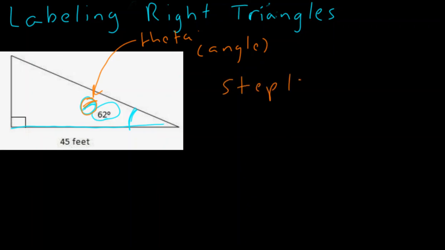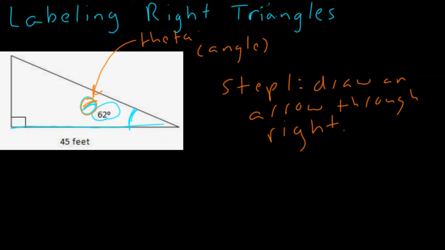Step 1. I always want you to draw an arrow through the right angle. So we can only use trigonometry with right triangles, which implies they will always have a right angle. So I draw my arrow through the diagonals, if you will, and that will always point to the hypotenuse. Okay, so we know that this line right here is in fact the hypotenuse.